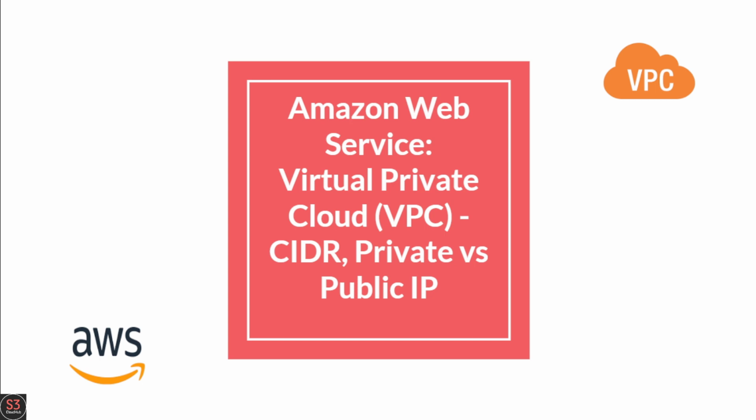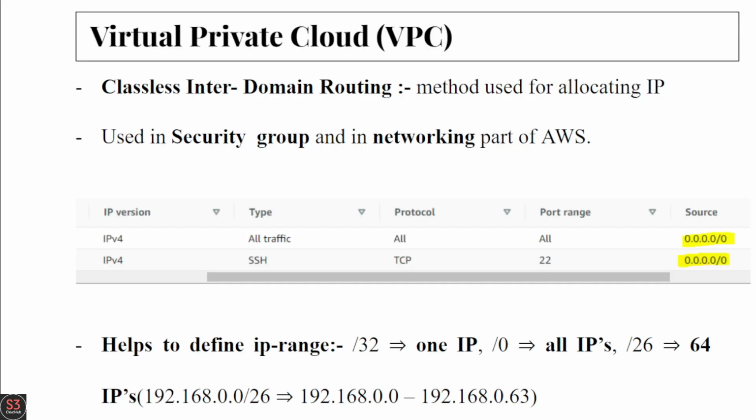So, before starting with what is actual virtual private cloud, let's talk about what is classless inter-domain routing and what are private and public IPs. So, let's start. First of all, let's start with CIDR, which is classless inter-domain routing.